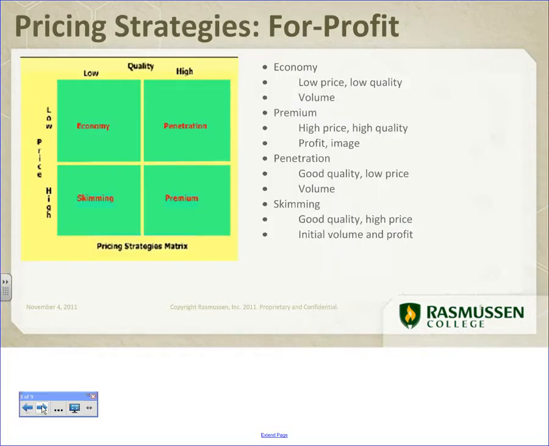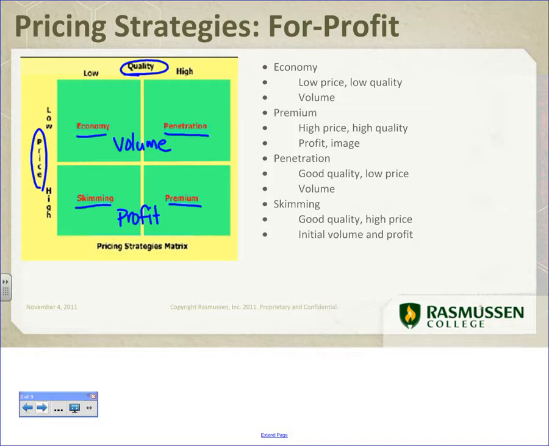So let's look at some for-profit pricing strategies. And if you look here, the marketing strategies are predominant. You have quality, which we talked about, and price. But you've got two different options here. You're either pricing for profit, with skimming and premium pricing, or you're pricing for volume, with penetration and economy pricing. So let's take a look at what some of these mean.